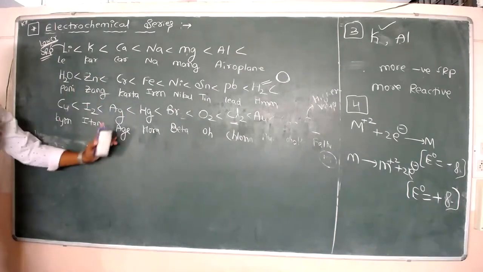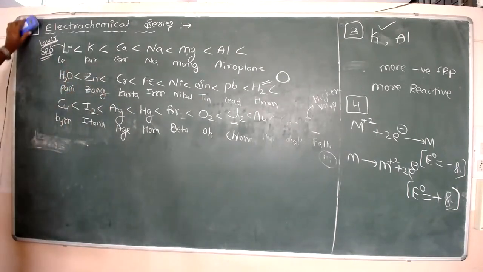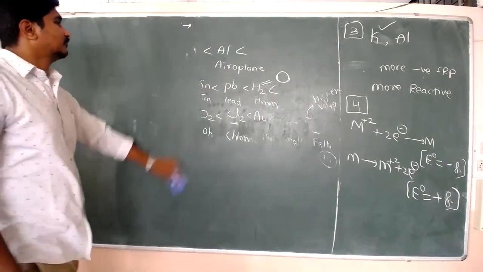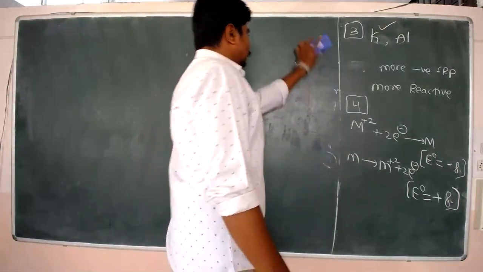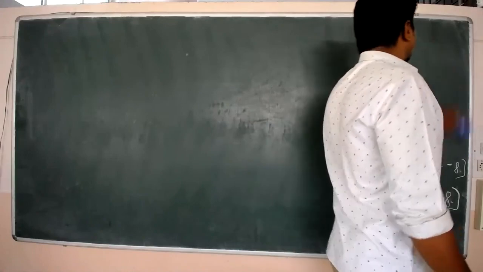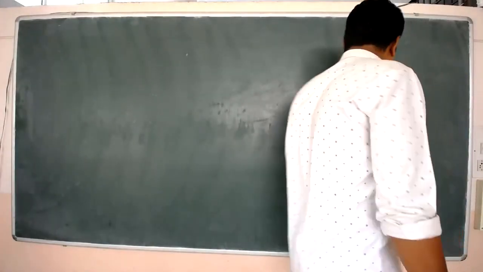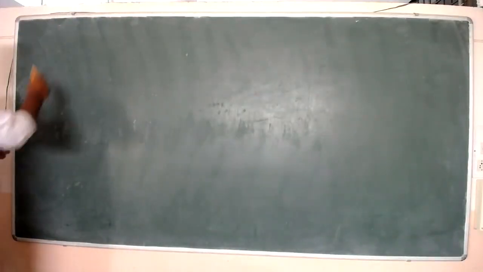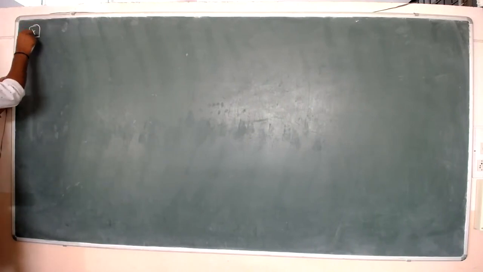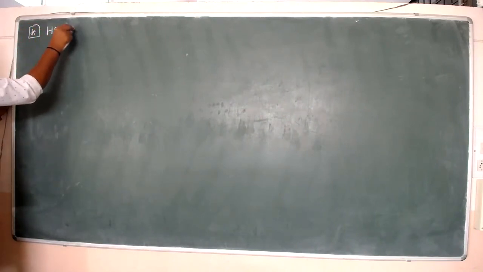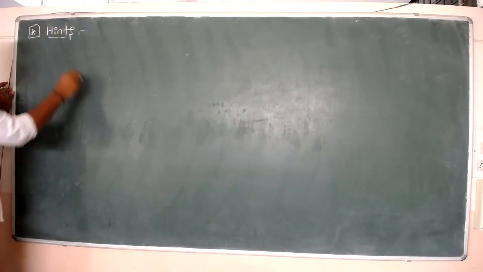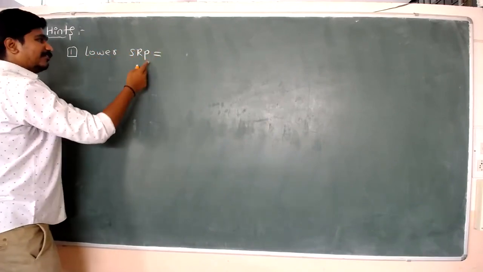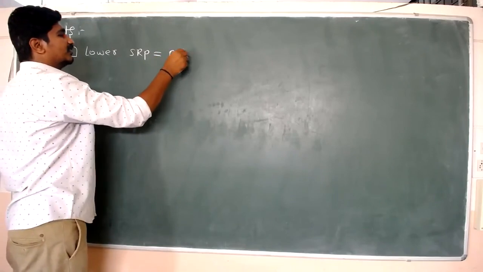Now you have to remember these elements in order only, right? By using these two. Hints, very important for solving the time JEE questions. The first one is lower SRP. The element which is having lower SRP undergoes oxidation.